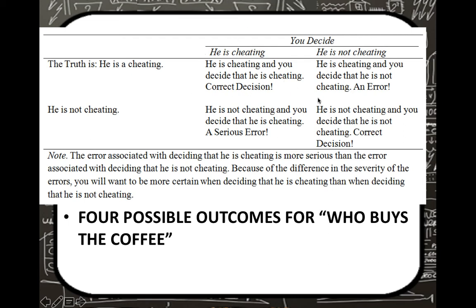So here and here we have correct decisions, but we also can have two different types of errors. Okay. So if he is cheating and you decide he's not, well, you're wrong. That's an error in judgment. But this is kind of the less serious error in judgment, right? So in this case, yeah, he is cheating you. You do have to pay more, but maybe you're not going to ruin a friendship by accusing him of cheating.